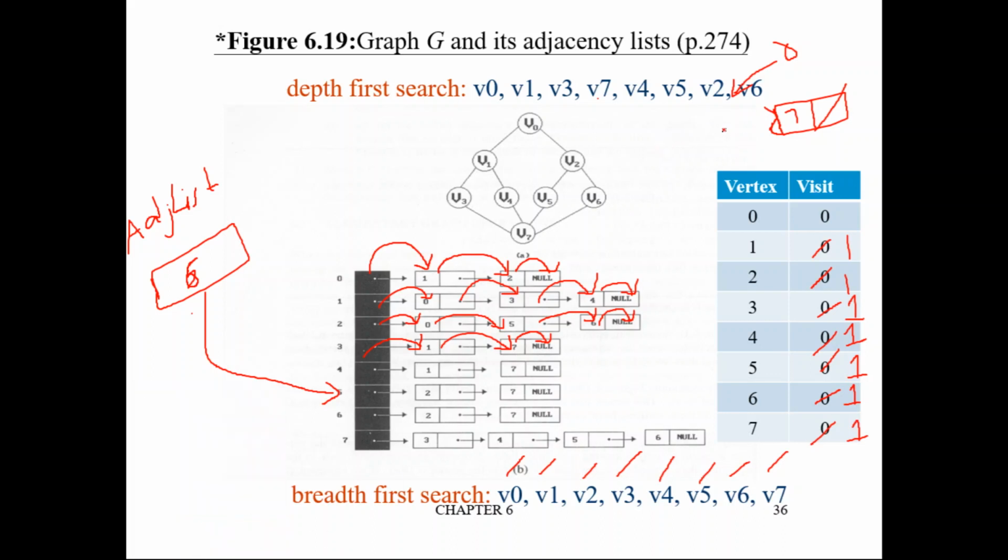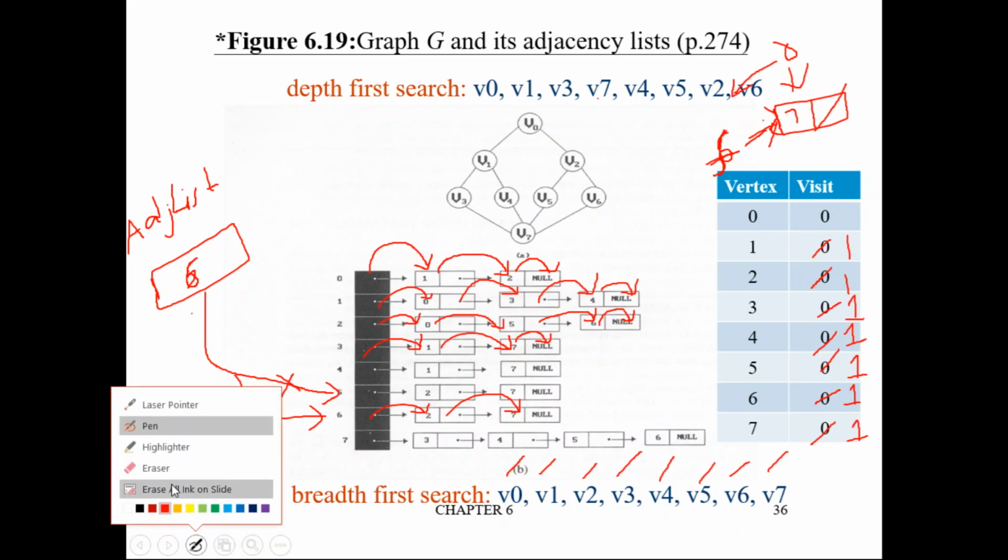Sorry, front also points to 7, and rear also points to 7. This is front, and here rear also points to 7. Now what is 6? 6 is visited, yes. 6 to 2, 2 is visited, yes. 2 to 7, 7 is visited, yes. Next, null. So when there is a null, you remove.